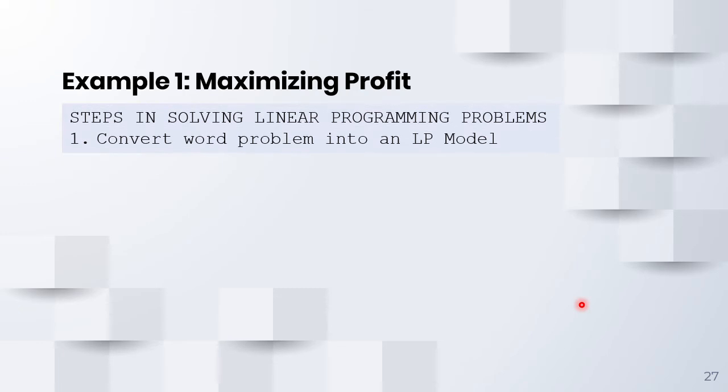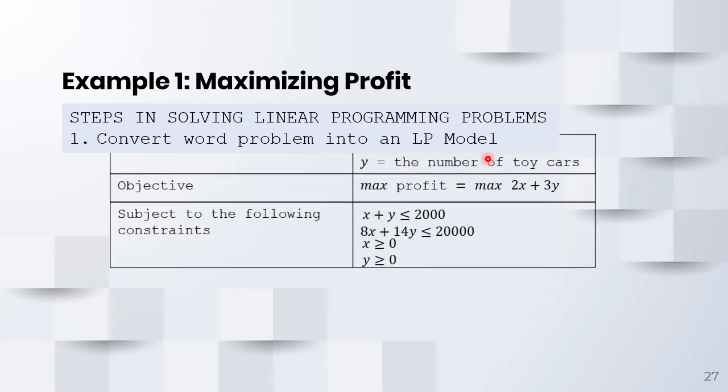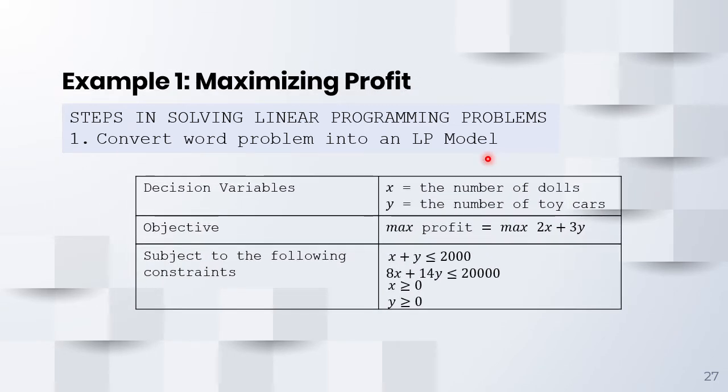So the first step in solving linear programming problems is to convert the word problem into a linear programming model, which we already did in the previous video. So you identify or set the decision variables, identify the objective function, and enumerate the constraints.